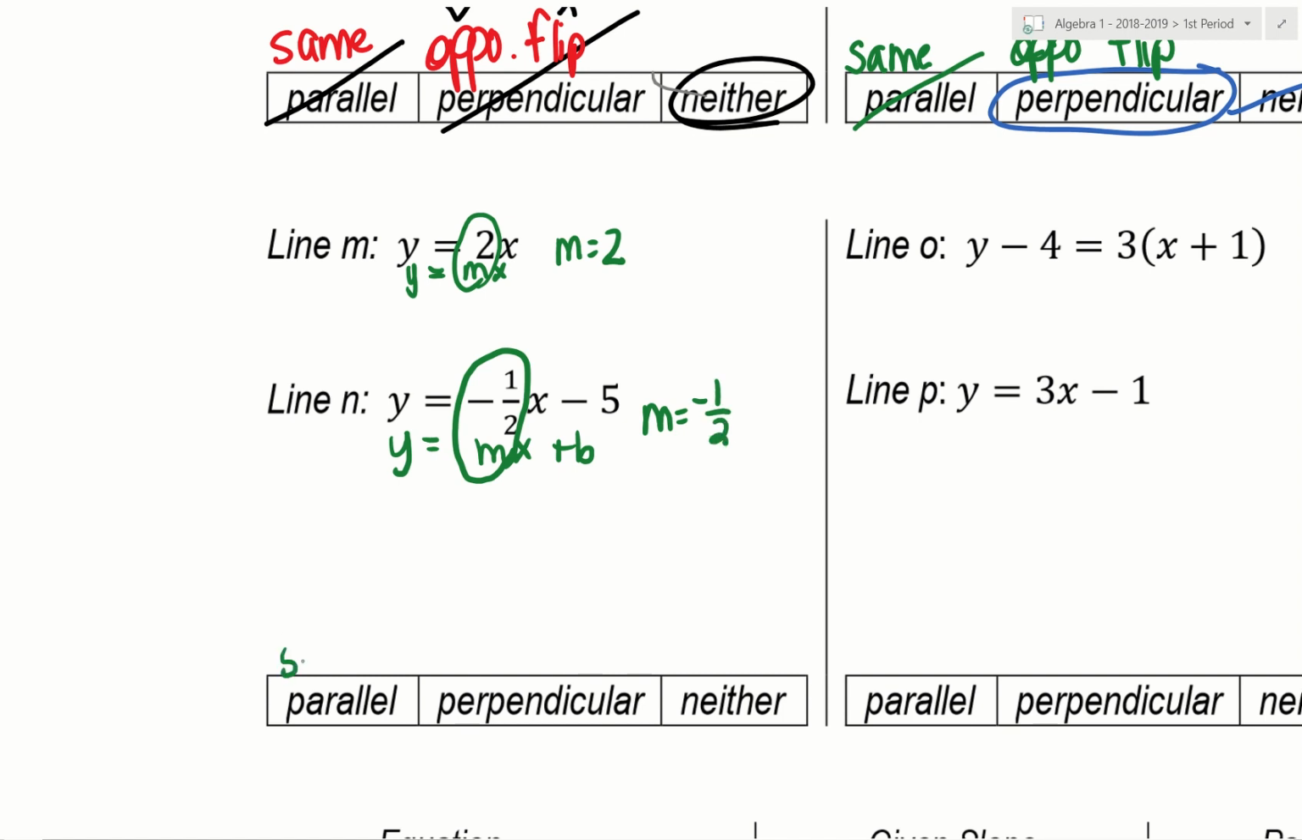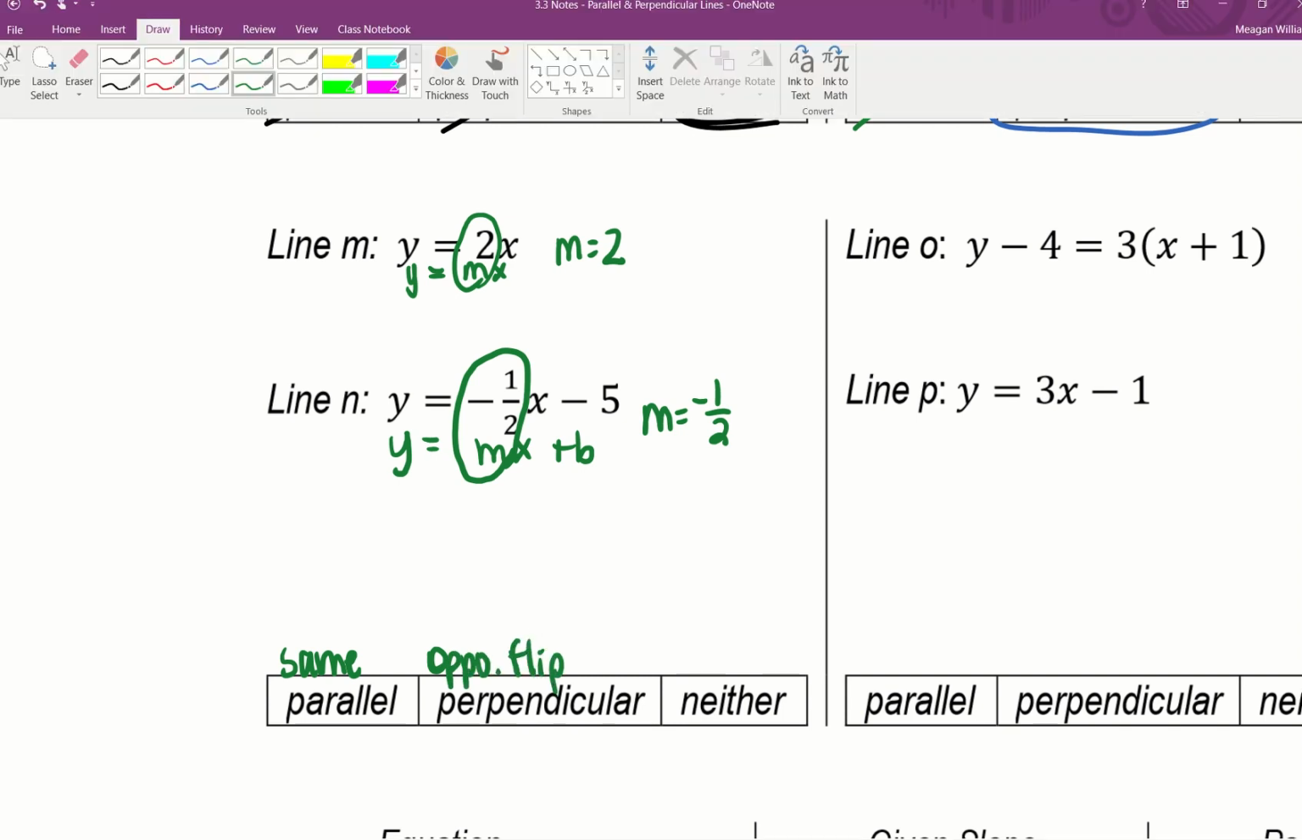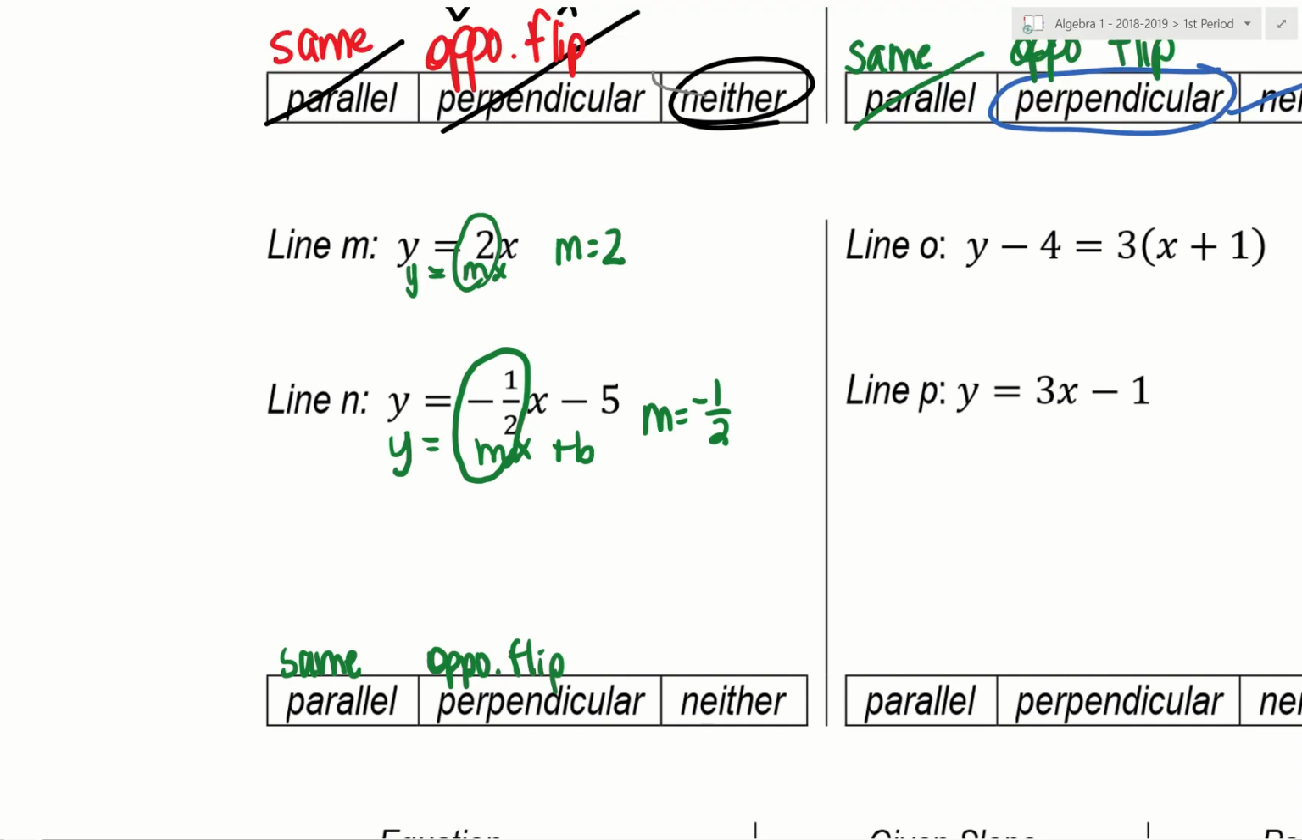In order for them to be parallel, they have to be the same. In order for them to be perpendicular, they have to be opposite flippers. And then neither just means it doesn't fit the category of either. So one is positive, one is negative. That means they're definitely opposite, so they can't be parallel. If I were to put this as 2/1 and be able to flip it, it would flip into 1/2, and that is what is on the second line. So since they are flipped, they're also opposite. These lines would be perpendicular.